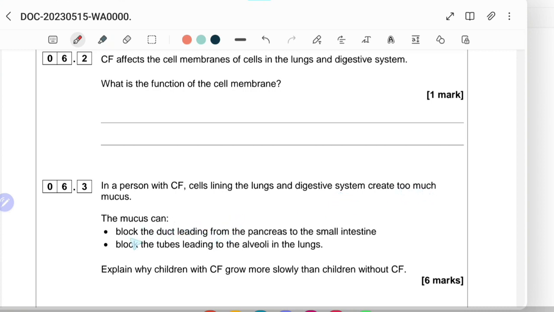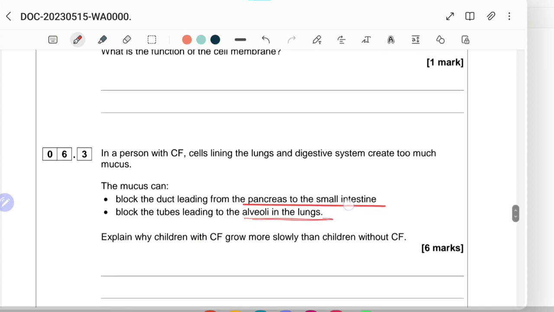The mucus can do what? Block the duct leading from the pancreas to the small intestine. That's not nice. Block the tube leading from the alveoli in the lungs. Man, that's not nice. That's why it can be so deadly.